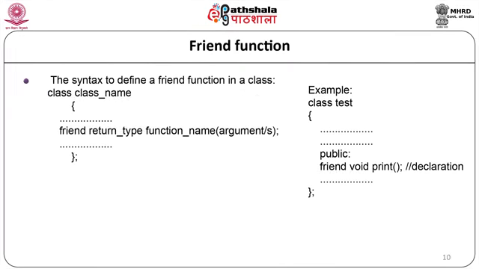Now let's see a simple example: class test, starting with curly braces. In a public section, we will have a friend function declaration as friend void print, and our class will end. As you can see here, only the declaration will be there inside the class. The actual definition of the friend function will be outside the class.